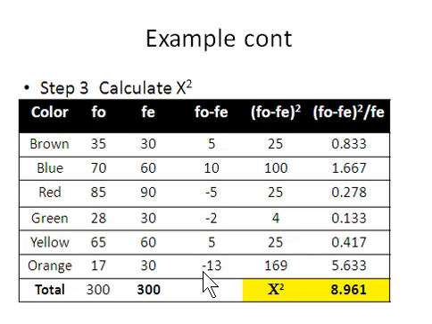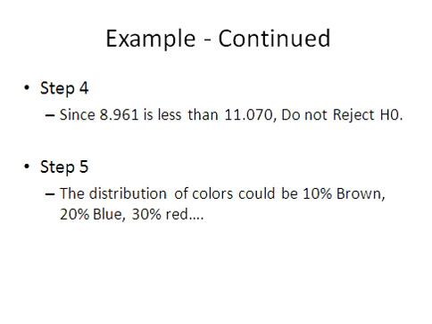When I calculate chi-square in this case, though, I end up with 8.961. Once again, 30 minus 30, 35 minus 30 is 5. Squared is 25. Divided by 30 is 0.833. And I just did that same procedure. Since 8.961 is less than 11.070, I do not reject the null.